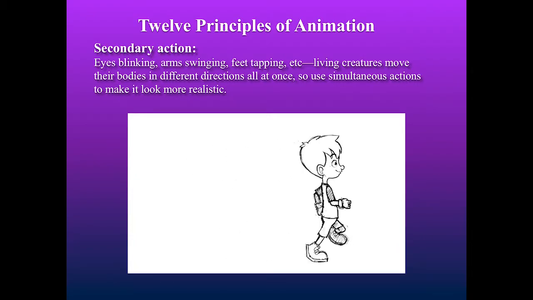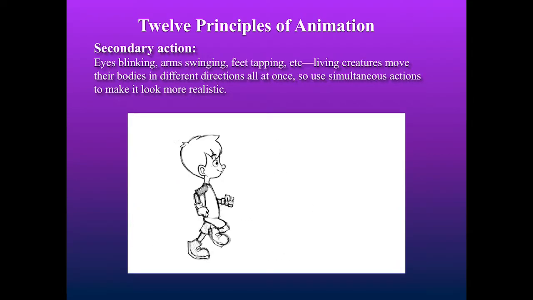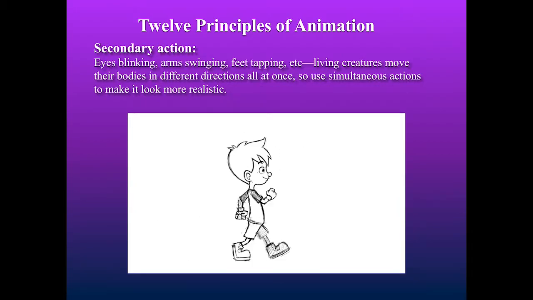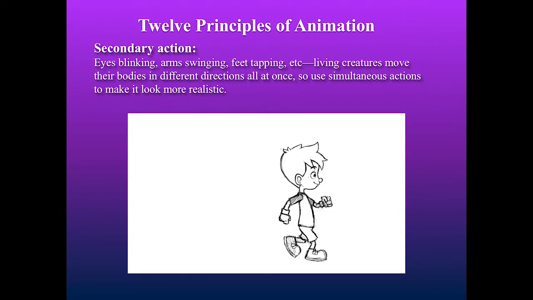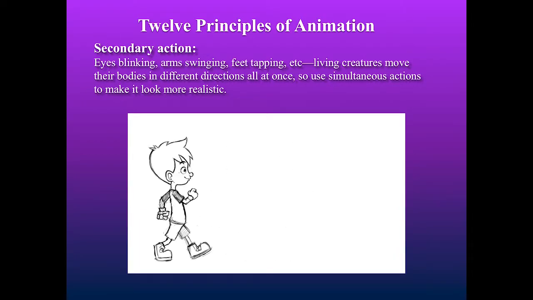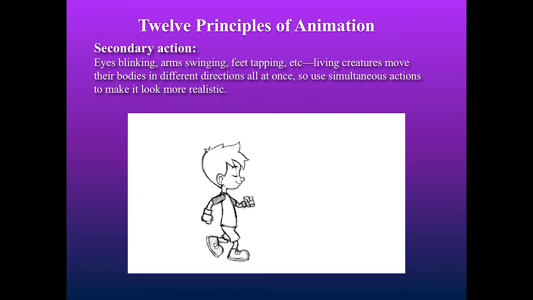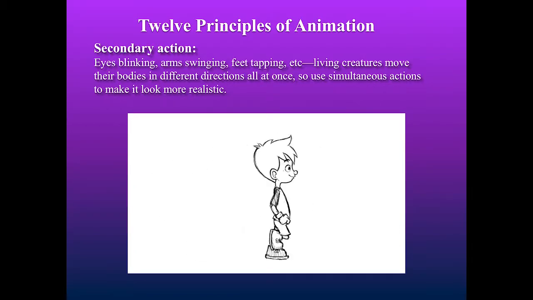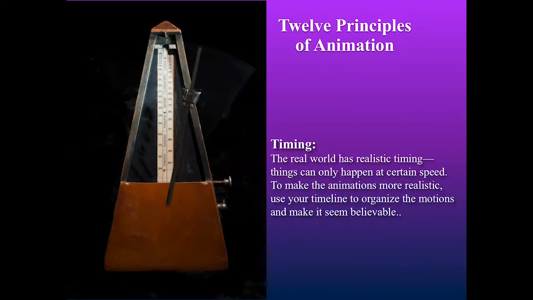Secondary action, your eyes blink, your arms swing, your feet tap. Living creatures move their bodies in different directions all at once, so use simultaneous actions to make it look more realistic. So his eyes are closing at one point in this sequence here, and his hair bounces up and down. But it's all secondary, and the secondary action is very similar to the follow through and overlapping action, and it's kind of a fine line between the two.